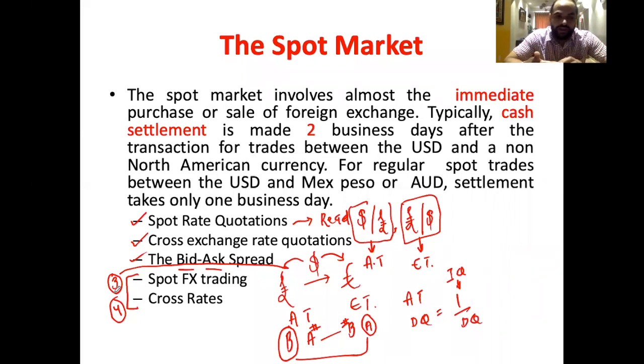So any other questions related to the previous sessions before we move on to the next? So if no questions, can we move on to the next, spot foreign exchange trading? Yes. Okay.